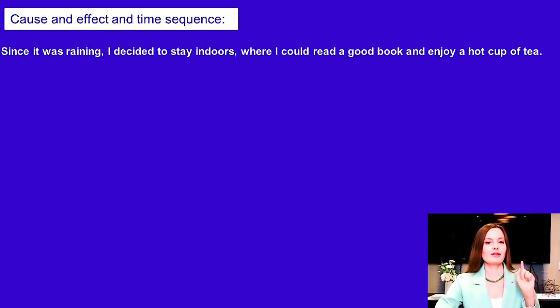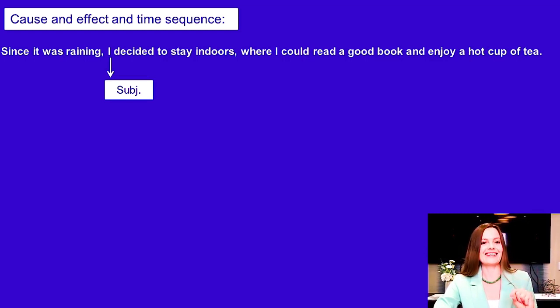As I just explained, a complex sentence must have one independent clause, but it may have also one or more dependent clauses. So in this example, you should find one independent clause and two dependent clauses. Since it was raining, I decided to stay indoors where I could read a good book and enjoy a hot cup of tea. So pause this video and try to find the independent clause and two dependent clauses.